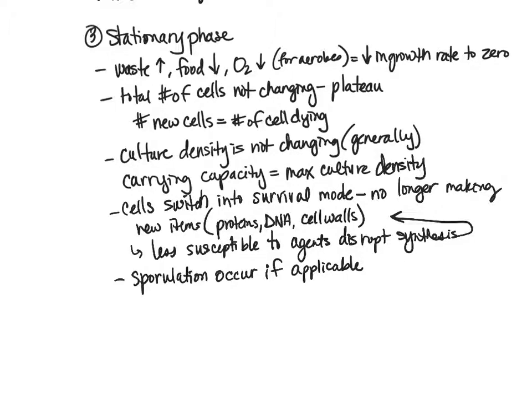But if they do, then likely this is when they're going to start to sporulate, because they're recognizing that there's an increase in waste, which is not ideal. They're recognizing that there's a decrease in their food source or nutrients, which is not ideal. So then they're going to start to go through sporulation. At this point, we also have secondary metabolites that are made.